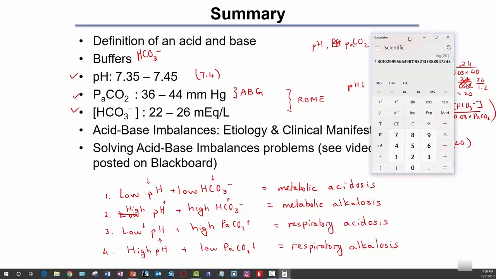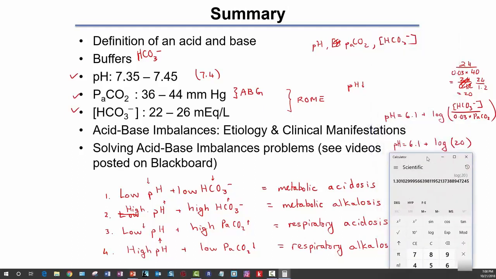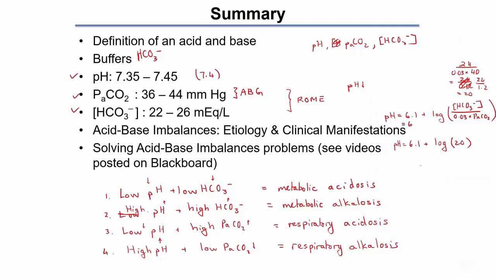There. So 6.1 plus 1.3, that much at least I can do in my head, is 7.4. We're just rounding up everything over here. So the Henderson-Hasselbalch equation is correct. So in metabolic acidosis, what do we have? Bicarbonate levels going down. The denominator going down. Sorry, numerator going down. Hence, denominator also has to go down. That's the only way you can maintain this ratio to be 20.